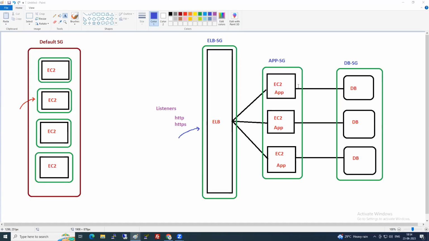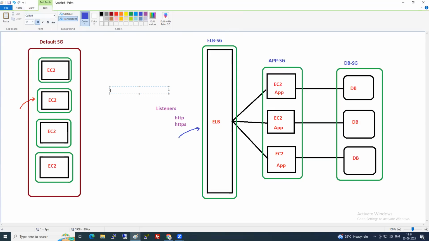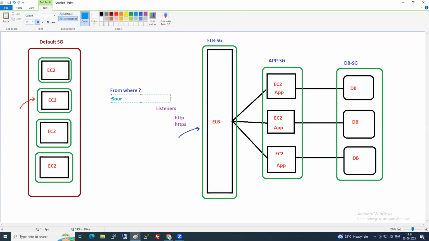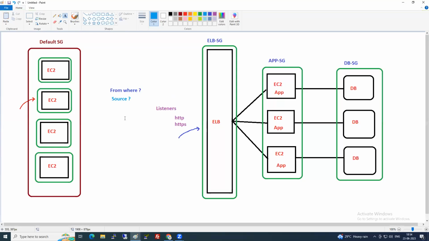So now we have the load balancer security group, with HTTP and HTTPS. But from where should I get access? Everyone should be able to access your load balancer, yes or no? Otherwise, how do you access your application? It's your website, meaning everyone. So here we need to know something called source. From which source do you want to access your load balancer?